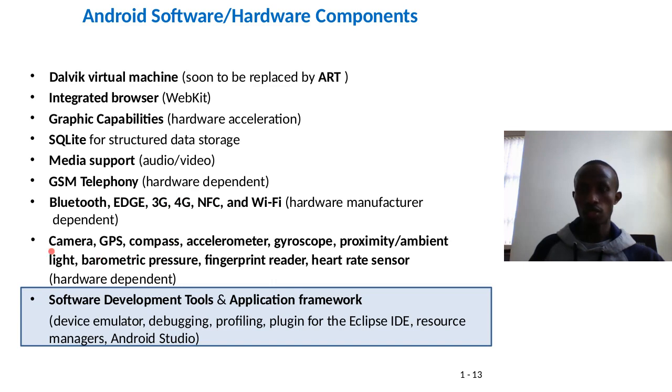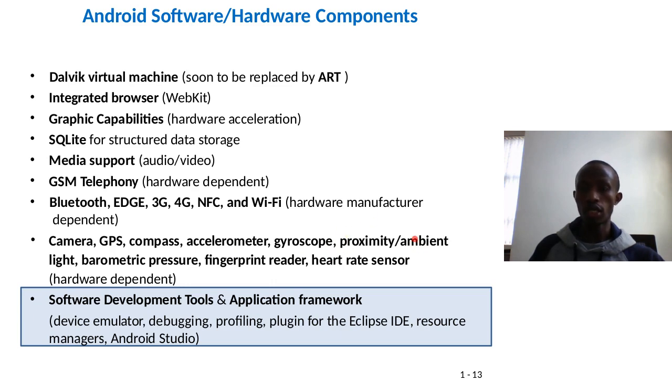Then inside your phone you also have a camera. We have a GPS for locations. We have a compass to show directions. You have an accelerometer to measure speed. You have a gyroscope. We also have devices which can measure your pulse or your heart rate. You have proximity or ambient light.